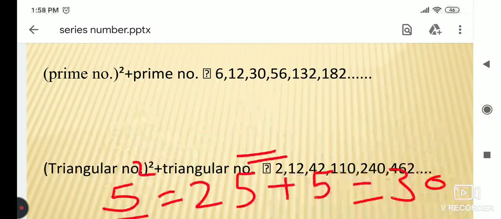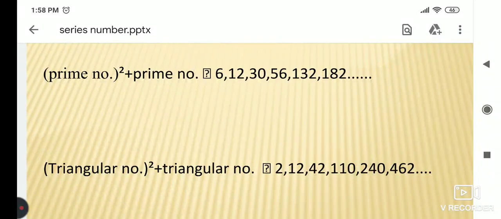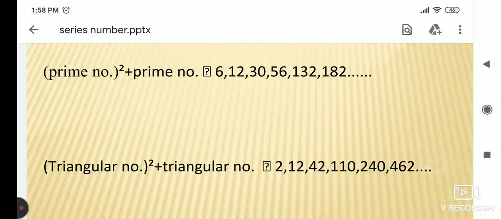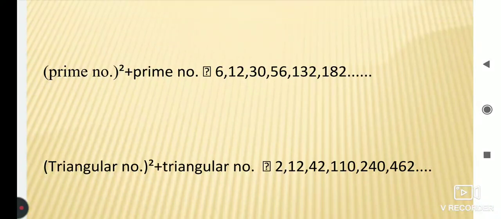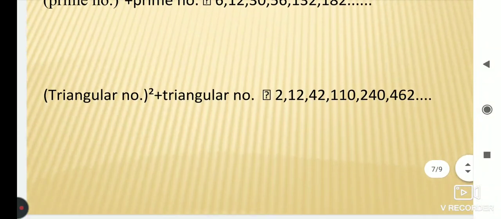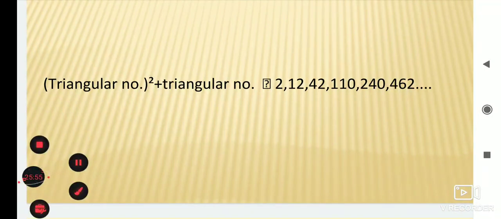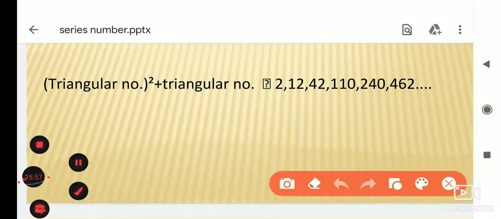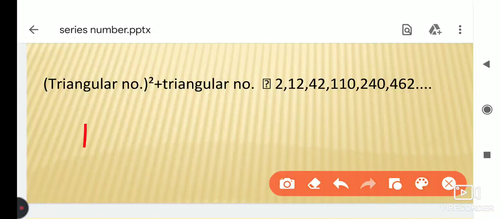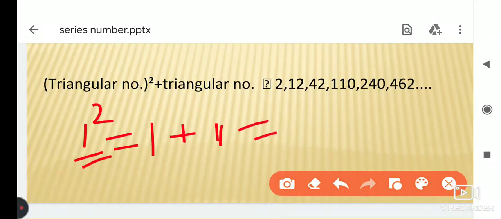Okay, so here we can identify the pattern, that is prime number square plus prime number. The next example is triangular number square plus triangular number. The first triangular number is 1. So the square of 1 is 1. If we add this number 1 itself, we get the answer, that is 2.